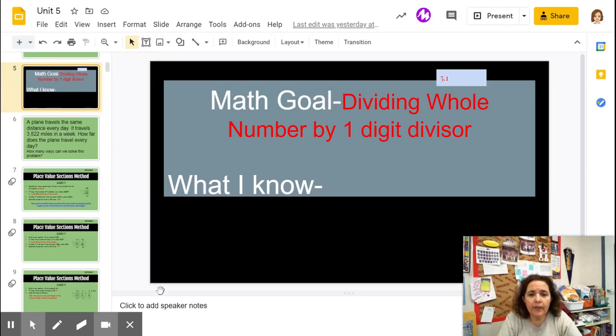Okay, so in this lesson, Unit 5, Lesson 1, our math goal is dividing whole numbers by a one-digit divisor. Please write that down and write down anything you know about division.